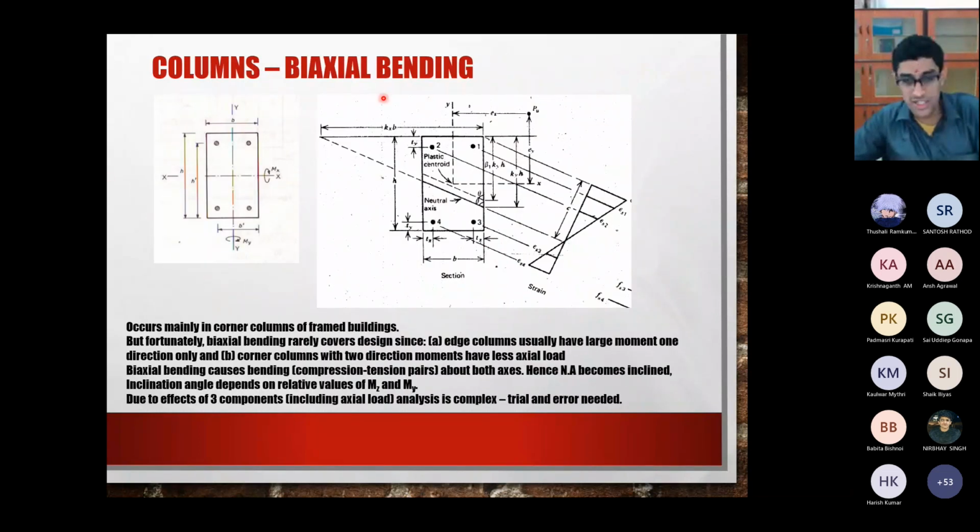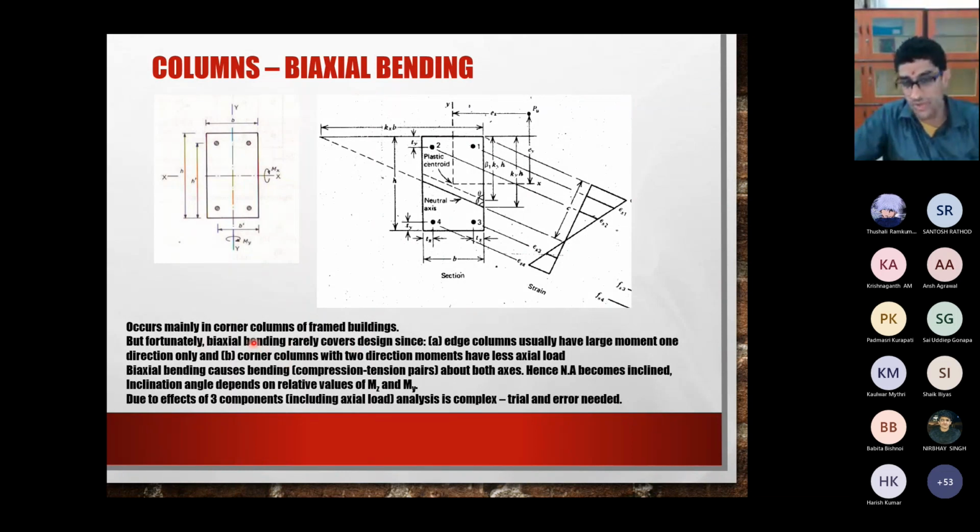Okay, this is about biaxial bending. It will occur quite a lot in normal framed buildings, especially in the exterior columns of buildings. When you have an exterior column, there will be a beam on this side and a beam on this side. The column itself will have some axial compression, then on this side there will be a moment, and on this side there will be a moment. So in corner columns of a framed building, you will have quite a bit of biaxial bending, meaning bending along the x direction, bending along the y direction, and axial compression.